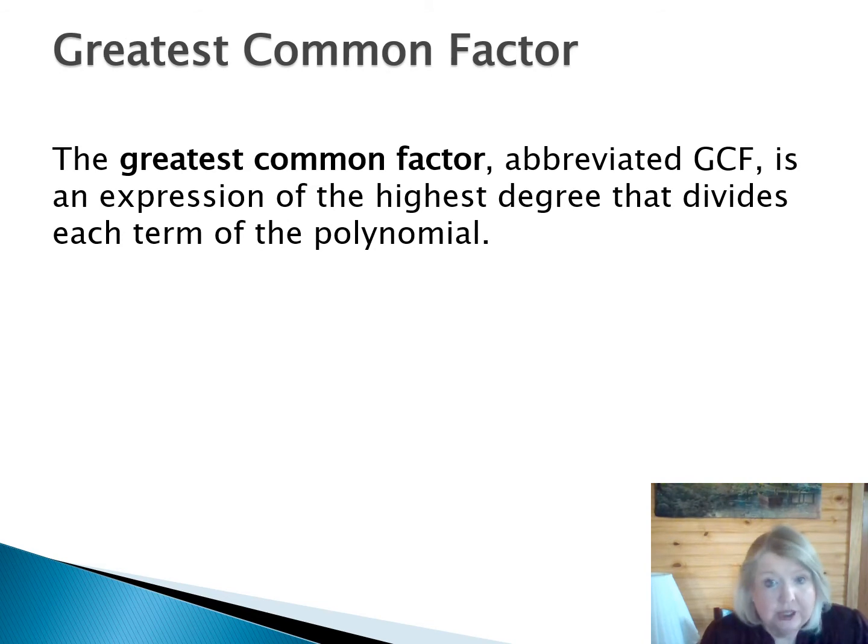The first and most basic method that we have of factoring is a greatest common factor. It will be abbreviated the GCF throughout so much of everything that we do. It is an expression of the highest degree that divides each term of the polynomial. If there is any term in the polynomial that it does not divide, it is not the greatest common factor. It must divide each term.